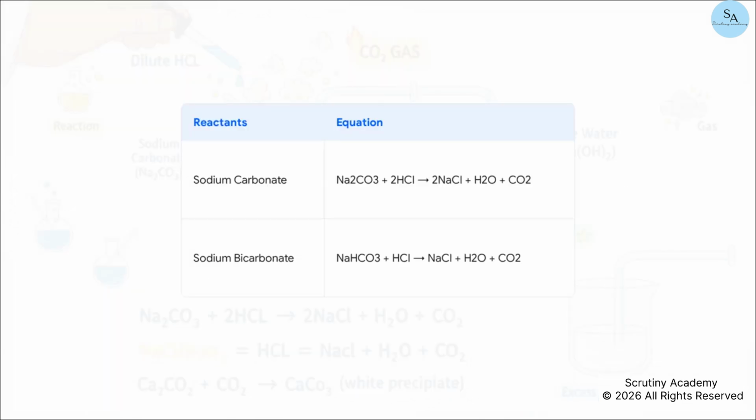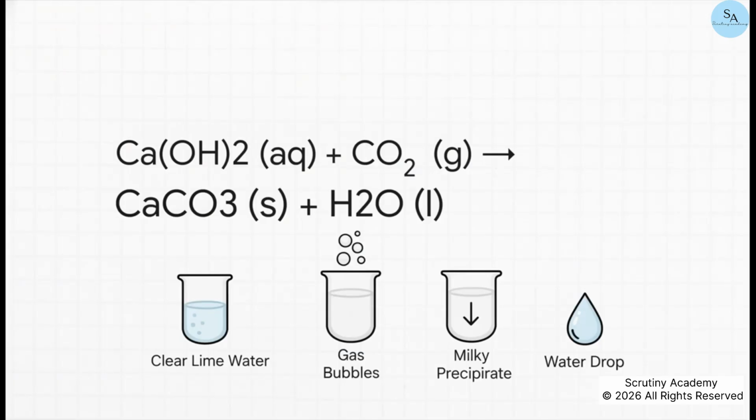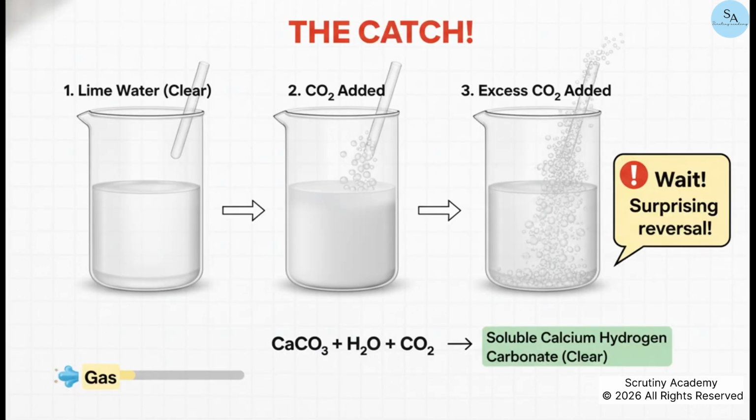Okay, let's look at the chemical equations. Notice something interesting? Whether we use sodium carbonate or sodium hydrogen carbonate, the products are the same. In both cases, the reaction gives us a salt, sodium chloride, plus water, and of course, our gas, carbon dioxide. And this right here is the equation for our confirmation test. The Limewater, which is Ca(OH)₂, reacts with our gas, CO₂, to form that milky white precipitate of calcium carbonate, CaCO₃, and some water. But wait, there is a small twist.